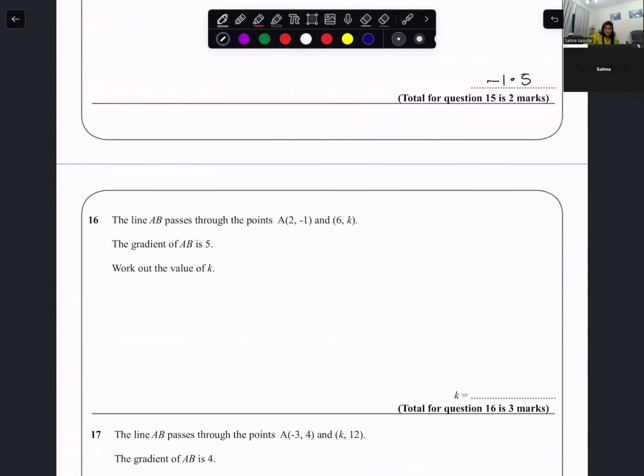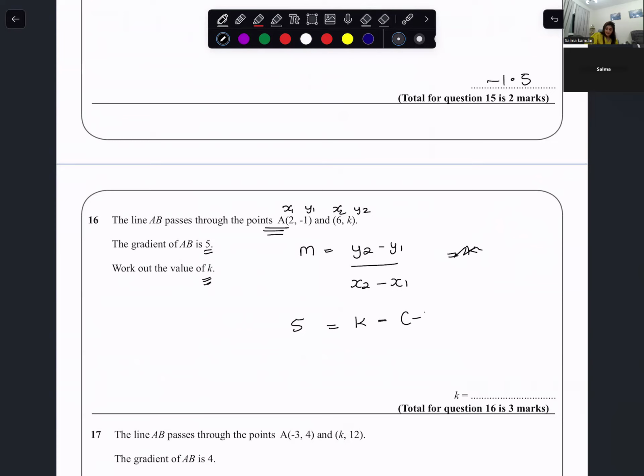Now this is a different type of sum, so I will do it. Line AB is passing through the points A and B. So I'll make these x1, y1, x2, y2, and the gradient is 5. Work out the value of k. So I know the gradient of a line m is equal to y2 minus y1 over x2 minus x1. Y2 is k. Gradient is 5.